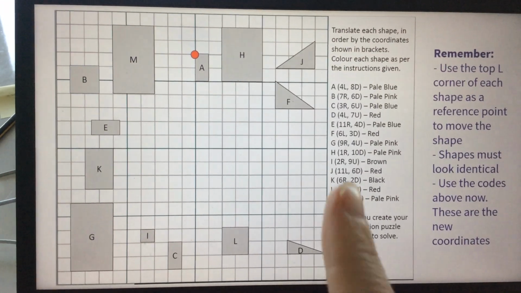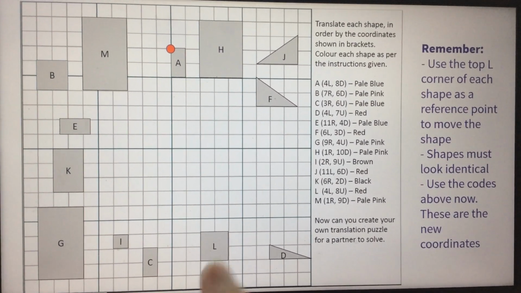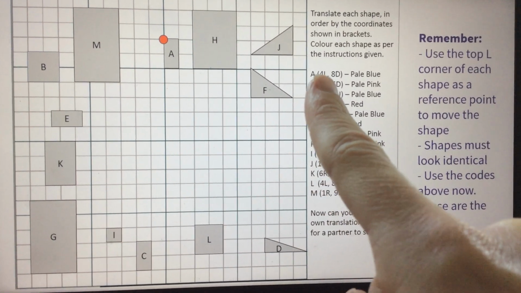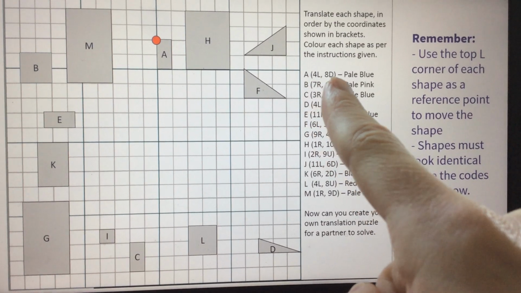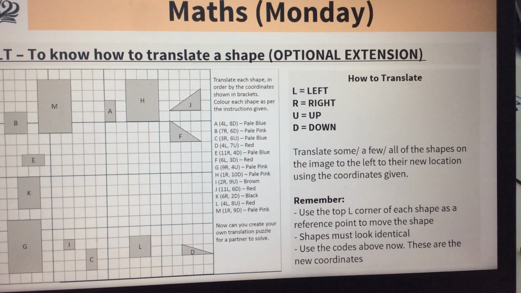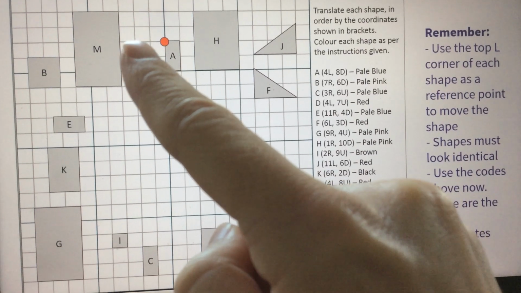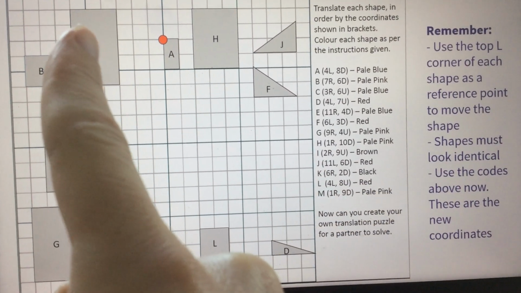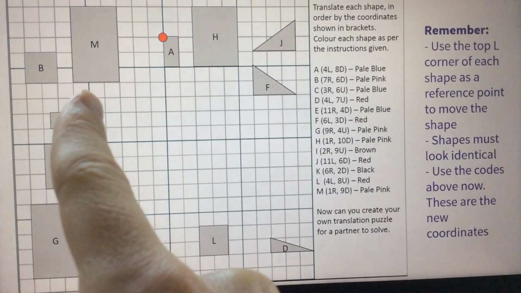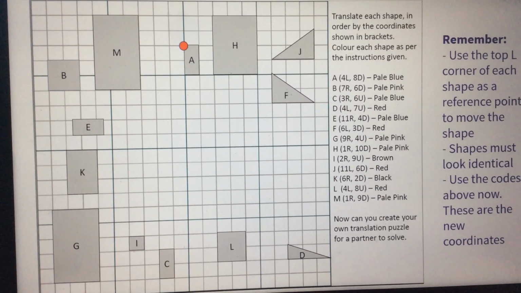Okay. Now I'm going to show you this on here. It might be that if you've got a computer with PowerPoint, you can use this too. So I'm going to start with A, and I've put a little red dot on the top left-hand corner of A. My first instruction is to move it 4 to the left and 8 down. So if you're not sure what the L and D is, there's that there to help you. So 4 to the left. Right. 1, 2, 3, 4. A little bit tricky because we've got this covered by the shape. But 8 down. 1, 2, 3, 4, 5, 6, 7, 8. So A is going to move to there.